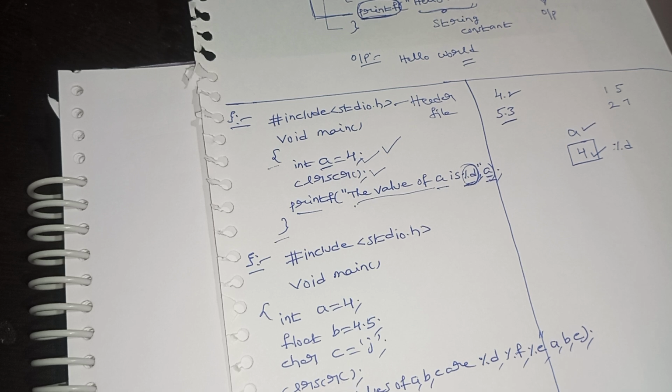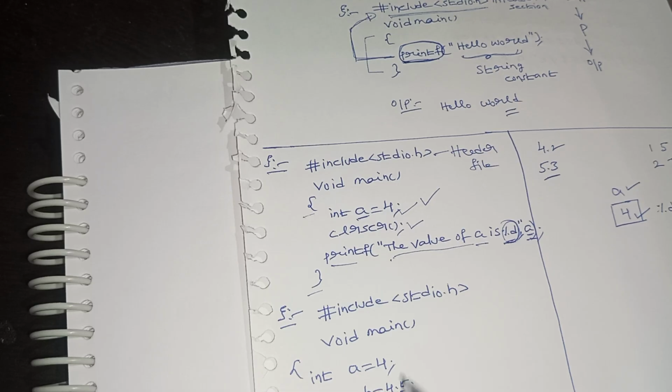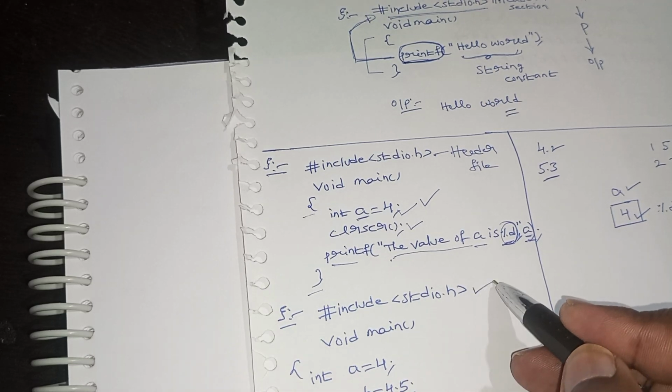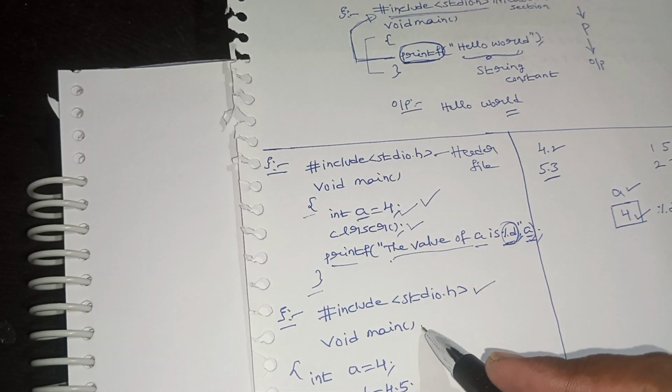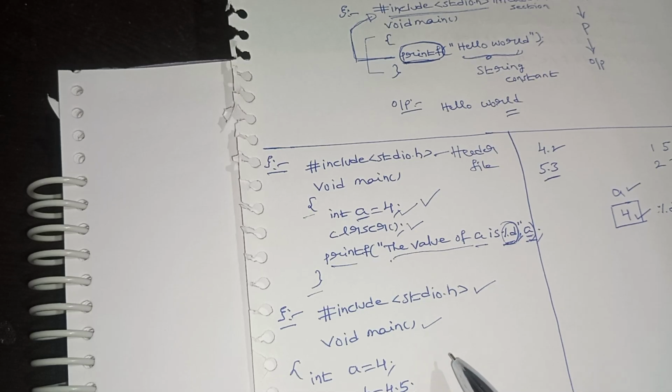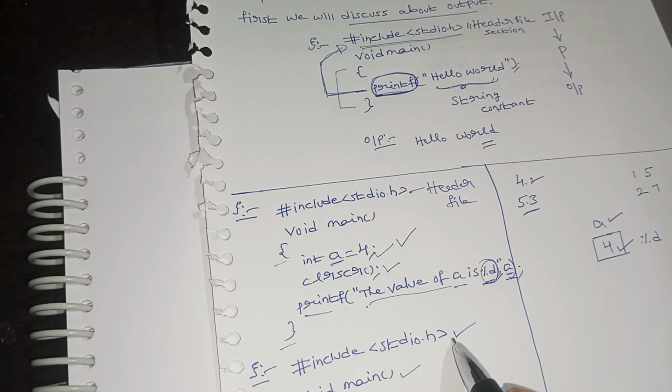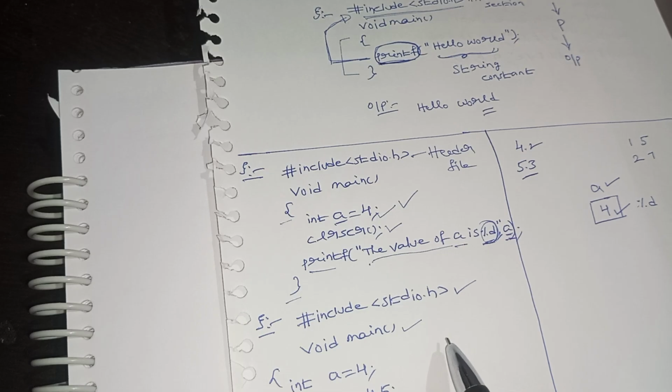For example, here I am taking three types of values. So read the program. First of all, stdio.h, and then the main function. Tell me the purpose of stdio.h. What is the purpose of stdio.h?